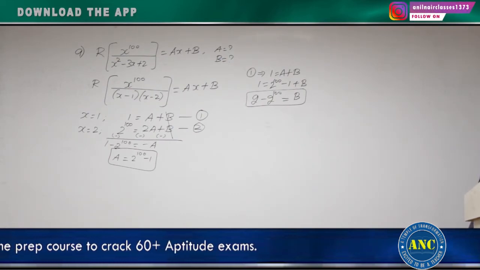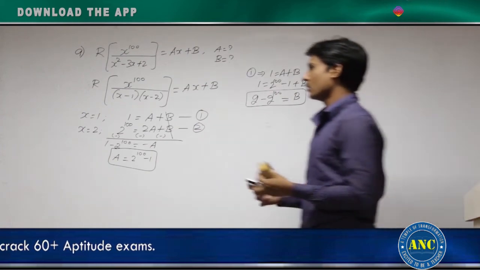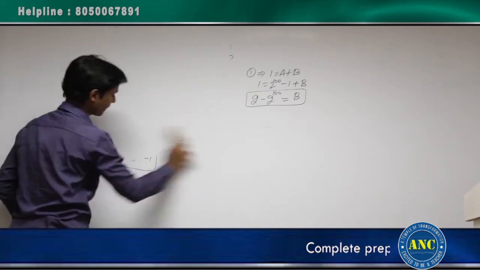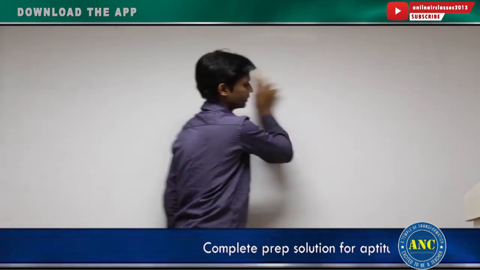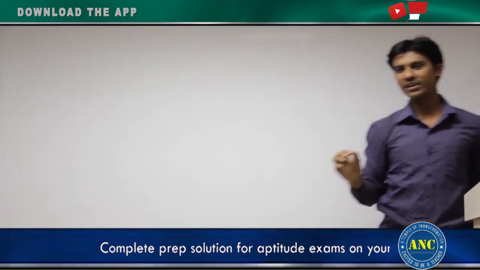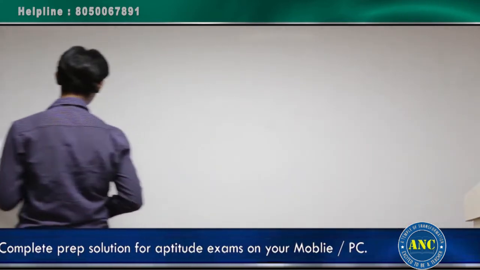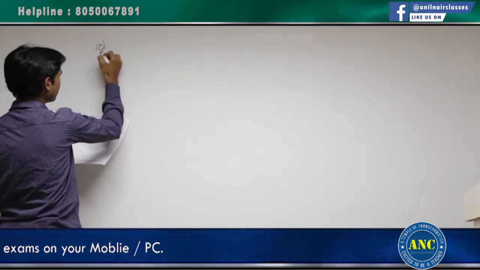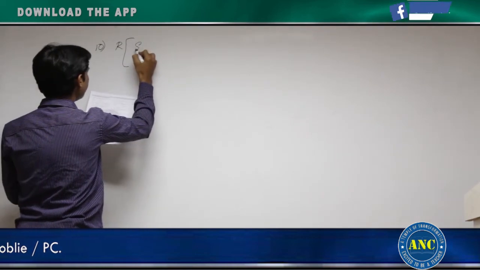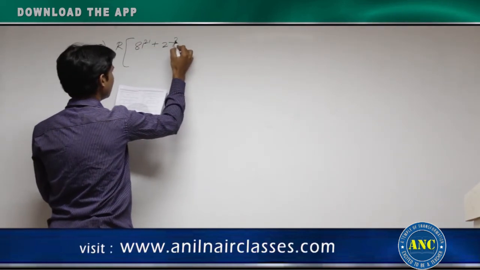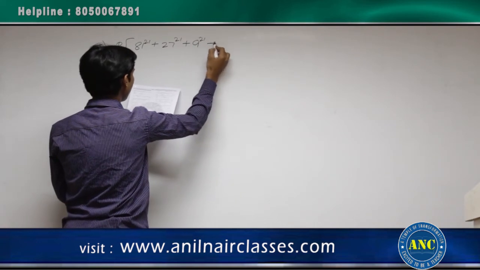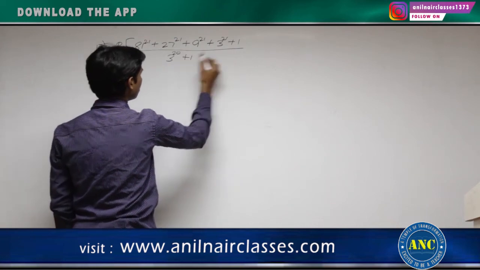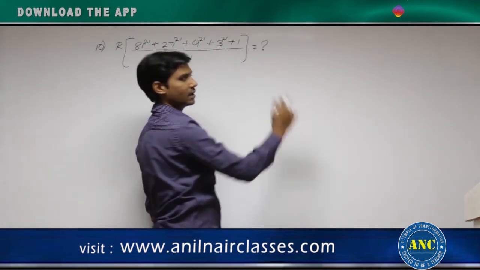Okay. Question number 10. See here, it's a very good question. Listen to this. So many students will think that it's a very difficult question. How easily can we solve this question? Question number 10: the remainder when 81 power 21 plus 27 power 21 plus 9 power 21 plus 3 power 21 plus 1 is divided by 3 power 20 plus 1. They are asking to find the remainder of this value, right?